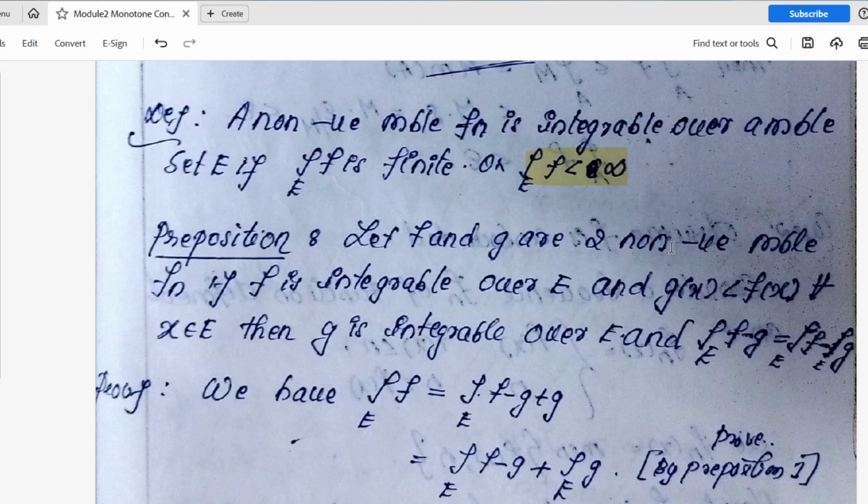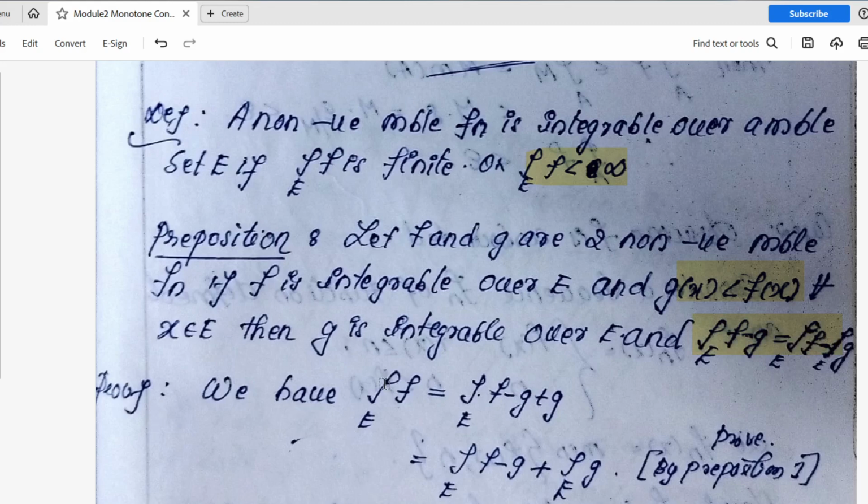Now we have a proposition. Let f and g be two non-negative measurable functions. If f is integrable over E and g of x is less than or equal to f of x for all x in E, then g is integrable over E and the integral of f minus g is equal to the integral of f minus the integral of g.